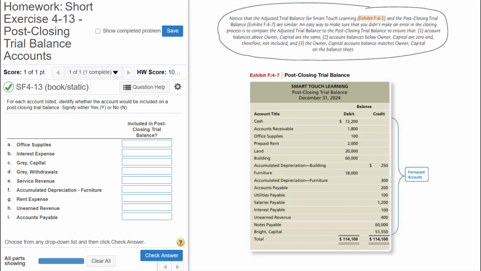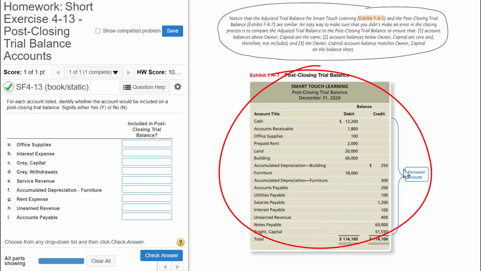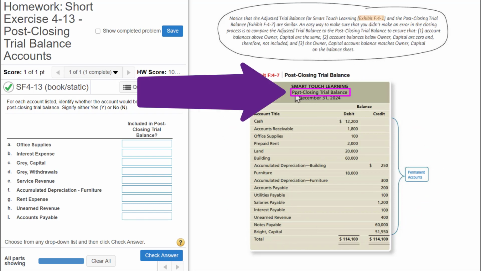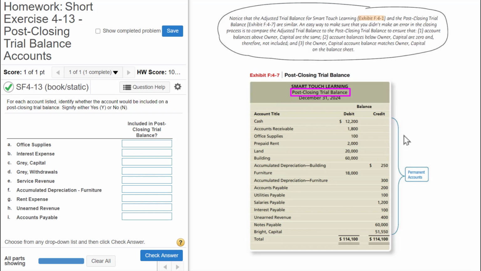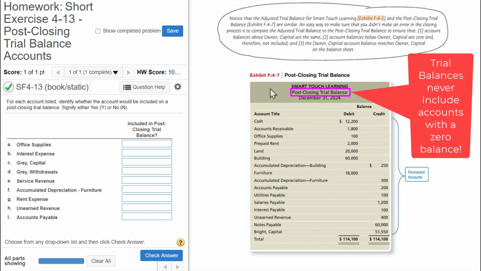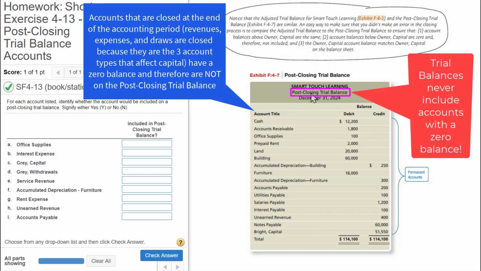Short exercise 4-13, we're going to figure out what types of accounts go on the post-closing trial balance. So let's talk about the name of the trial balance, post-closing. Post means after closing. Remember, a trial balance only shows accounts that have a balance. So when we close certain accounts, expenses, revenues, and draws, they should have a zero balance, therefore they should not appear on the post-closing trial balance.